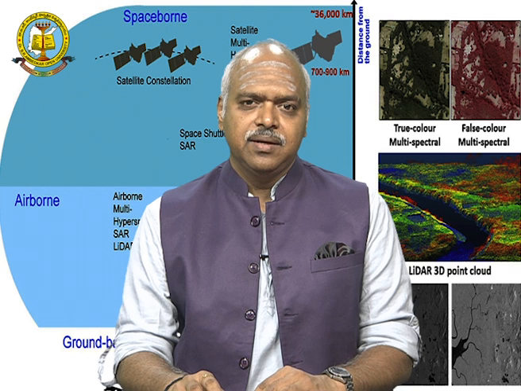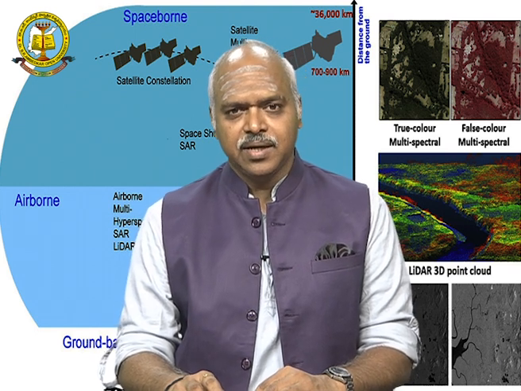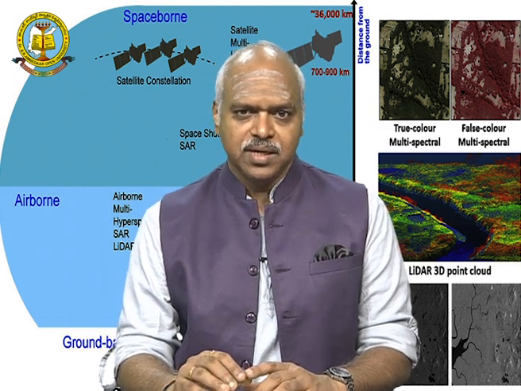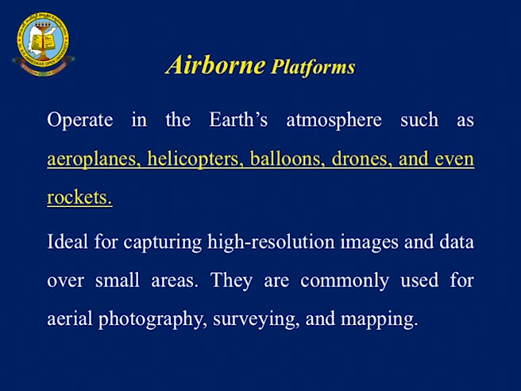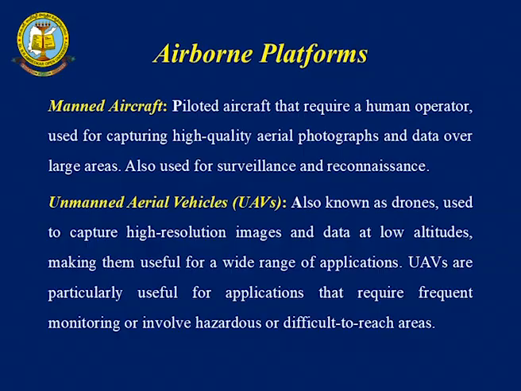Typically, if it is an aeroplane, we have a camera, and this camera captures the information, and the image we get is aerial photography, which is used for different purposes, especially for surveying and mapping purposes. We can categorize these airborne platforms into two: manned and unmanned.